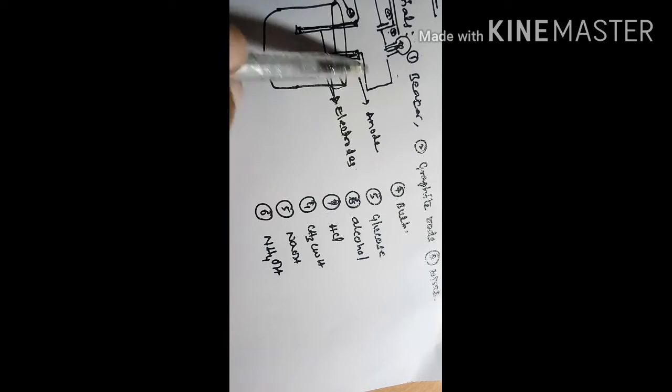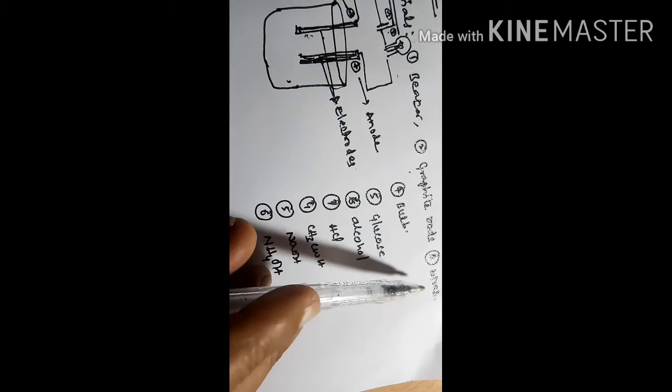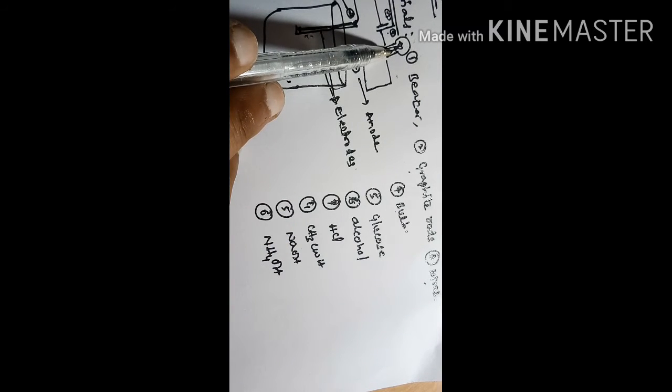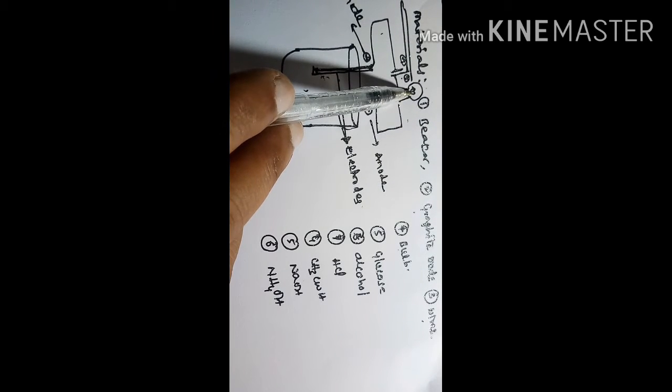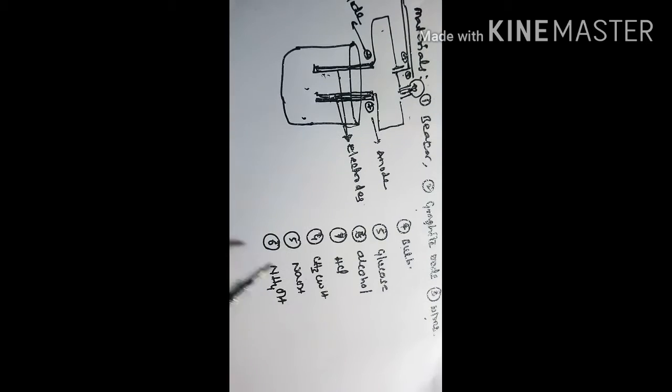So these are the materials. Beaker we required, graphite rods, which work as electrodes, wires to connect, and a bulb to know whether current passes through the solution. If current is passed, the bulb will glow. If current is not passed, the bulb will not glow. Next one, AC plug.